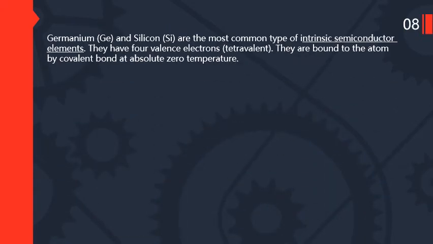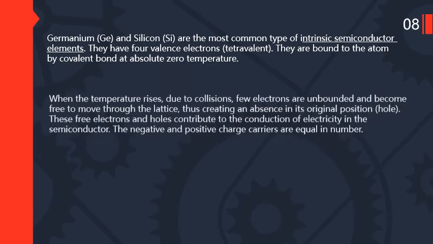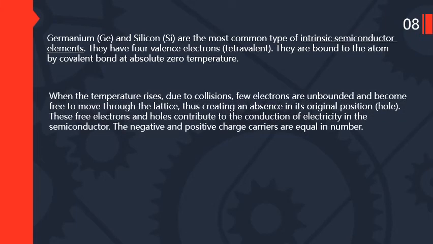Germanium and silicon are the most common intrinsic semiconductor elements. They have 4 valence electrons, and are known as tetravalent. They are bound to the atom by covalent bonds at absolute zero temperature. When the temperature is raised, due to collisions, a few electrons are unbound and become free to move through the lattice, thus creating an absence in their original position, creating holes. These free electrons and holes contribute to the conduction of electricity in the semiconductor.